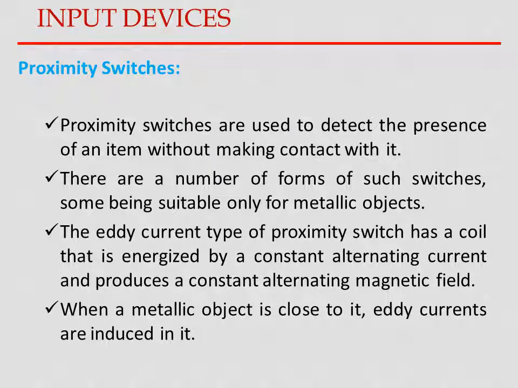Then the next type of input device is proximity switches. Proximity switches are used to detect the presence of an item without making actual contact with it. There are a number of forms of such switches, some being suitable for metallic objects. The eddy current type of proximity switch has a coil that is energized by a constant alternating current and produces a constant alternating magnetic field. When a metallic object is close to it, eddy currents are induced in it.